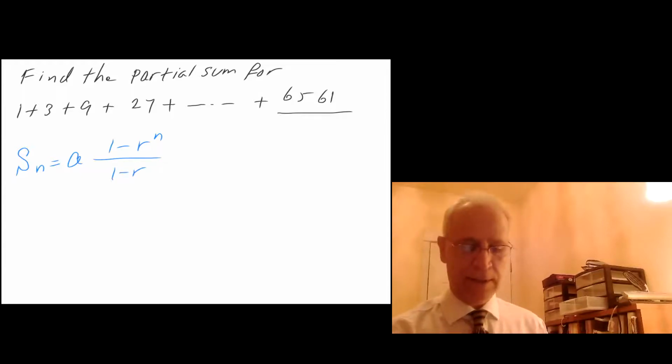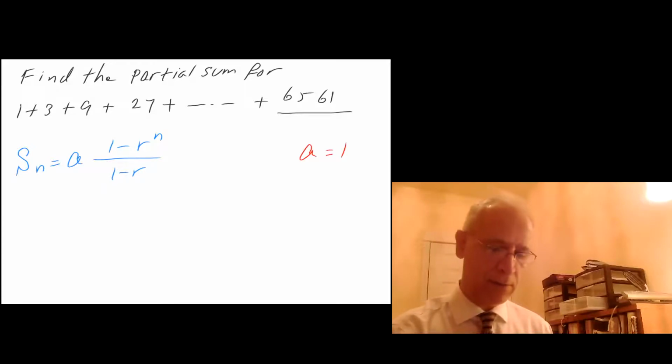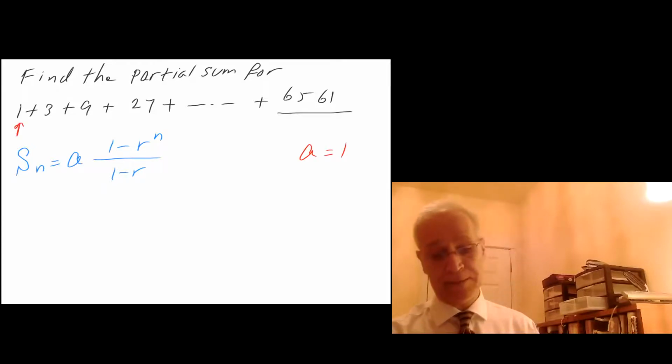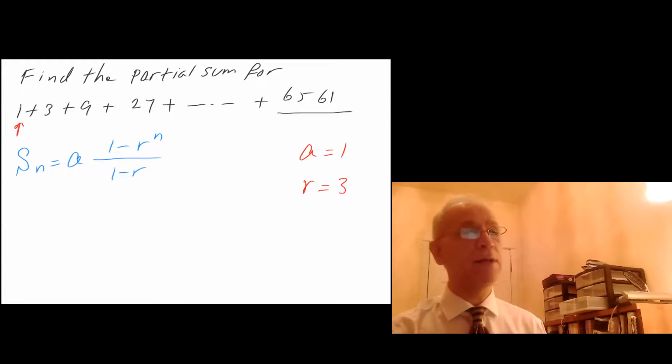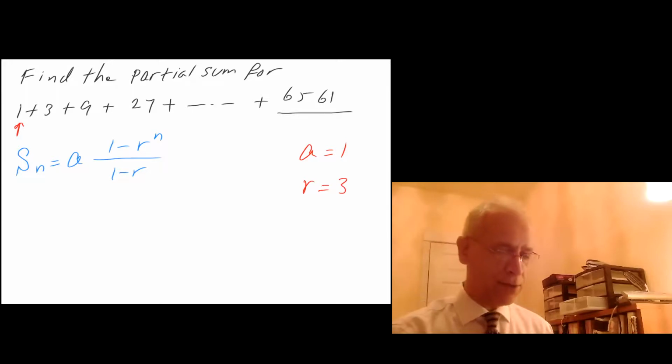So let's just identify some numbers. What's a? A equals 1 right here. I don't have to do any work for that. What is the common ratio? The common ratio is 3, because every term has been multiplied by 3 to get to the next term. Okay. What else do I know?